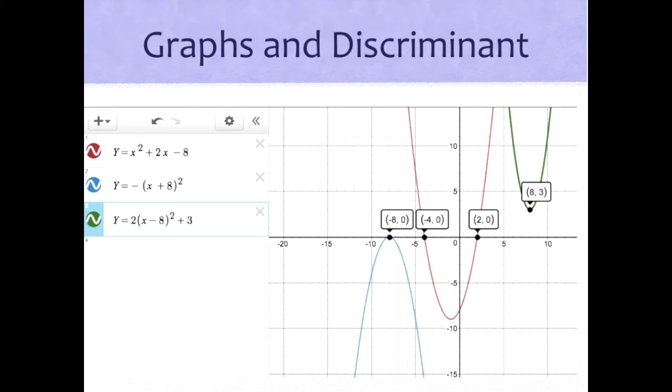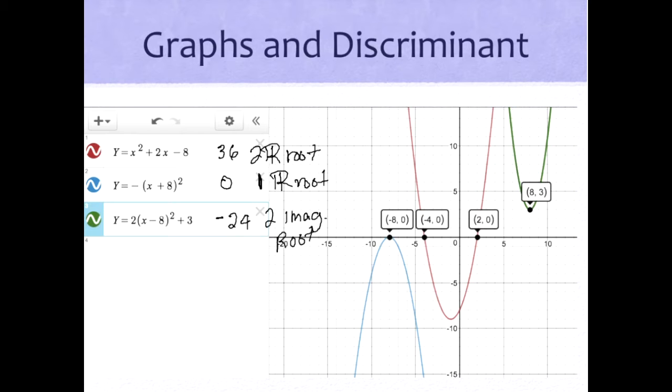For this red equation, what did we get for our discriminant? We got 36. For the blue equation, we got 0. And for the green equation, we got a discriminant of negative 24. Okay. And so we learned on the previous page that if your discriminant is positive, then there's going to be 2 real roots. If your discriminant is 0, there is 1 real root. And if your discriminant is negative, there are 2 imaginary roots.